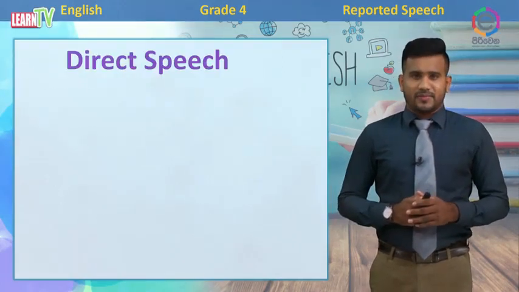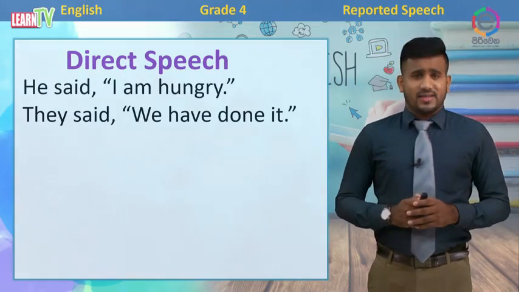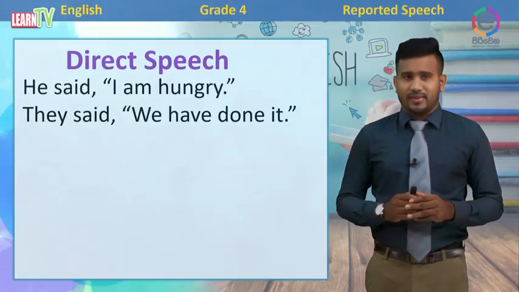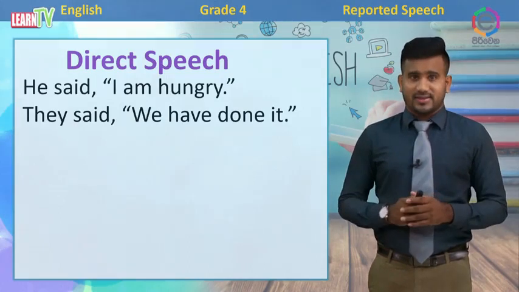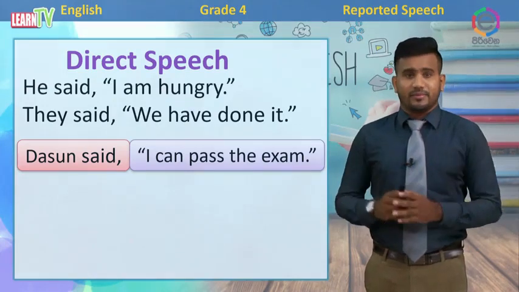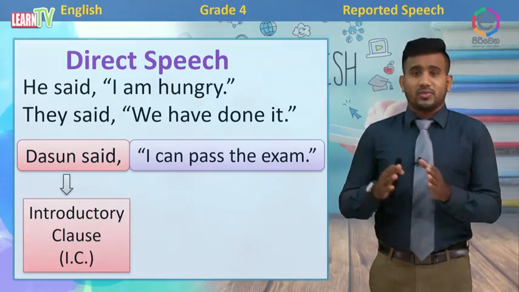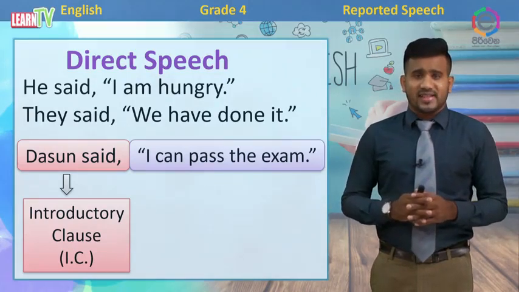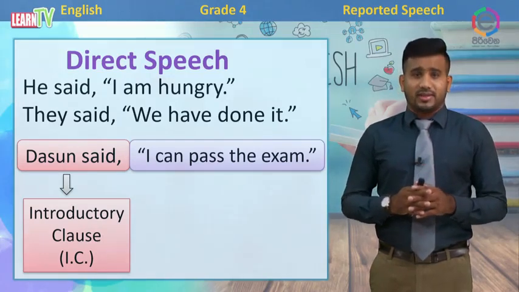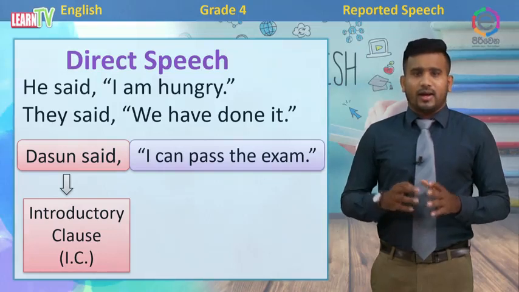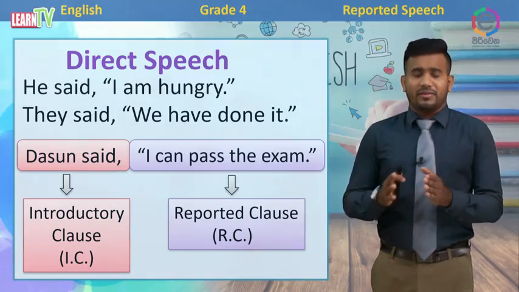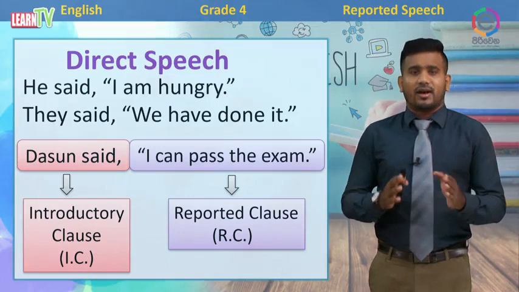Direct speech. Now you can see some examples. He said, "I'm hungry." They said, "We have done it." Dasun said, "I can pass the exam." Now you can see "Dasun said." That clause is called the introductory clause. The abbreviation of introductory clause is IC. "I can pass the exam" is called the reported clause. The abbreviation of reported clause is RC.